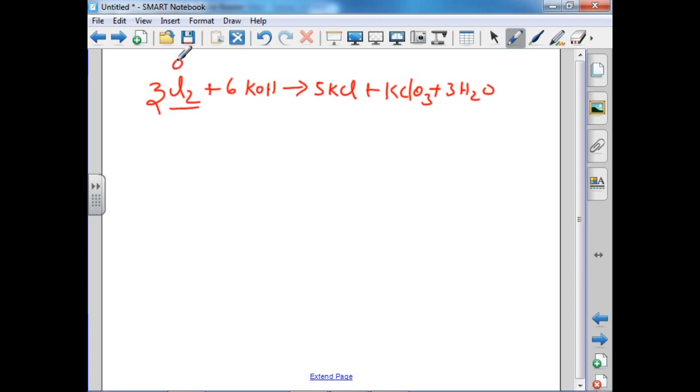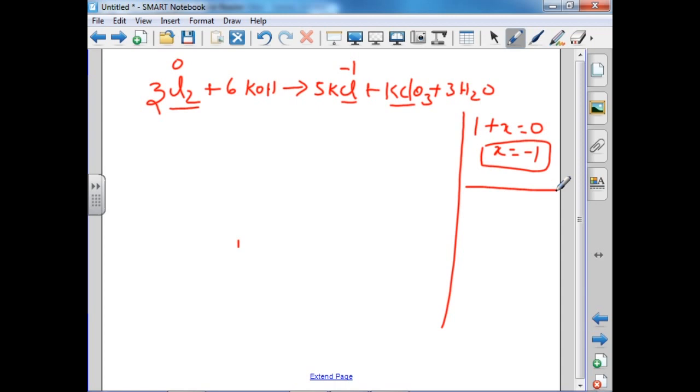Now calculate the oxidation number of chlorine. This is the elementary state, so 0. Next, calculate the oxidation number of chlorine in KCl. Plus 1 plus x equal to 0. x equal to minus 1. And then chlorate. Calculate the oxidation number of chlorine in the chlorate. Plus 1 plus x minus 6 equal to 0. x minus 5 equal to 0. x equal to plus 5. So the oxidation number of chlorine in chlorate is plus 5.